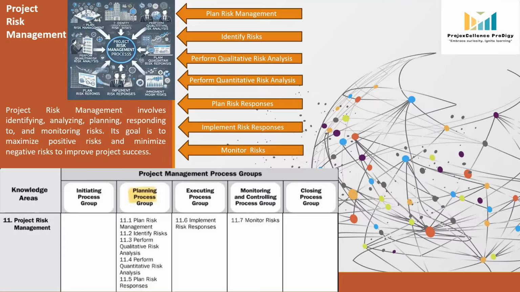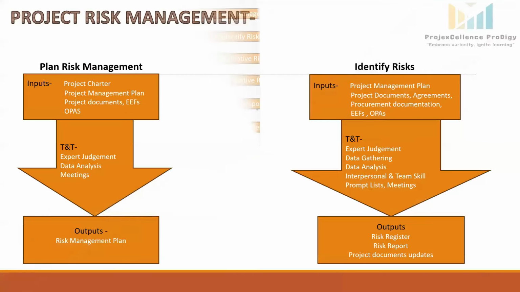Let's discuss each process in detail with inputs, tools and techniques, and outputs. We will take one project for the reference, installation and commissioning of a 20 megawatt solar power plant, and we'll try to relate the processes to its context. First process is plan risk management. As the name suggests, in this process, we will plan how to conduct risk management activities for the project. So inputs here are project charter. This document provides a high-level overview of the project, including objectives, scope, and initial risk.